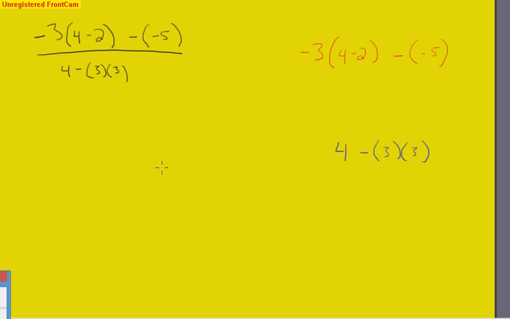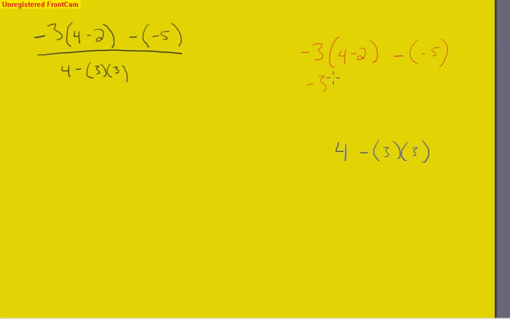Alright, here's another example. We've got what really is a fraction. We've got negative 3 times the quantity 4 minus 2 minus negative 5 over 4 minus 3 times 3. All we did here is basically we're going to do the numerator and the denominator separately. So I've written the numerator over here, and like our last problem, really what we have is this minus this. And in order to find that, we have to first find this negative 3 times 4 minus 2. So 4 minus 2 is really going to be the first thing that we do. It's kind of like working innermost to outermost parentheses.